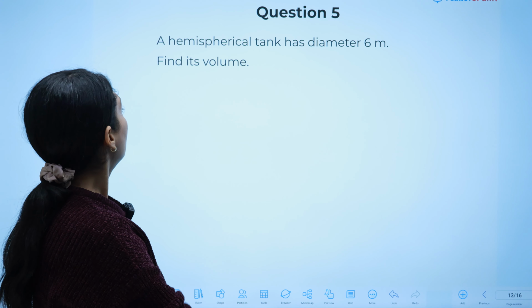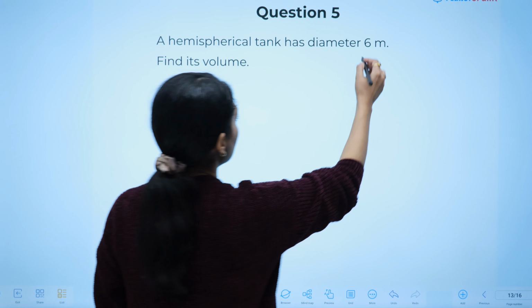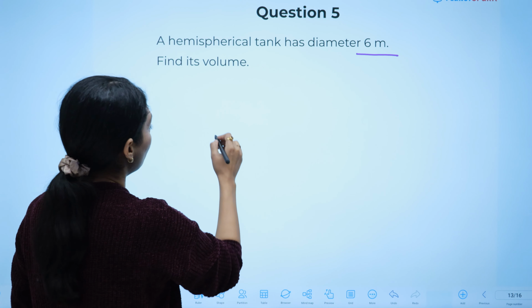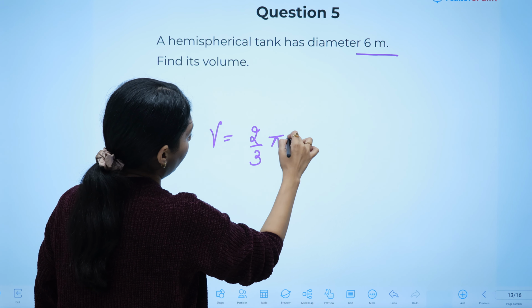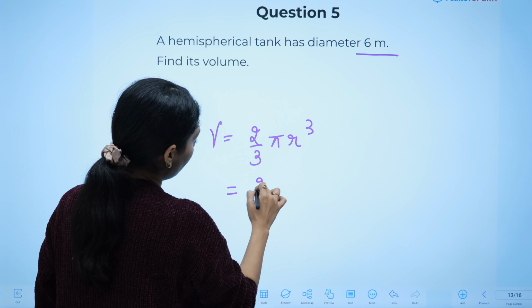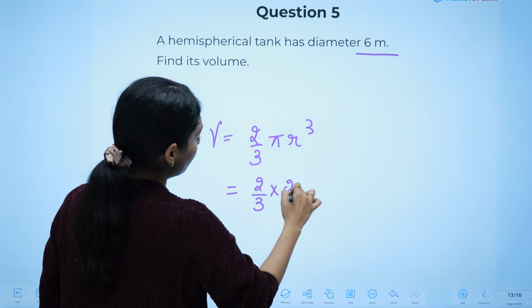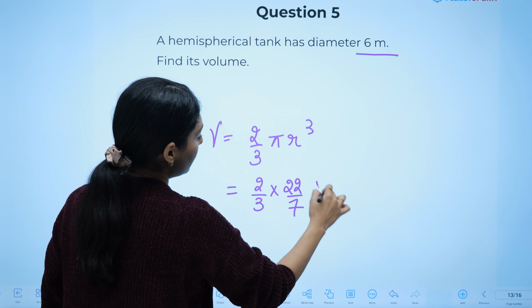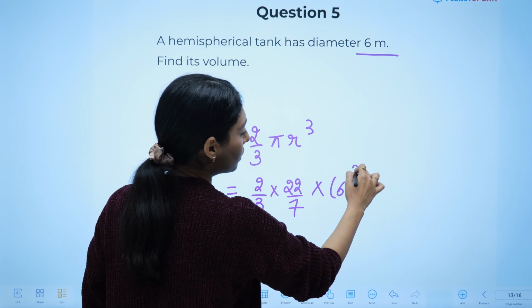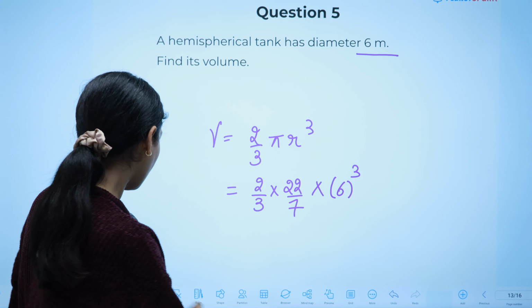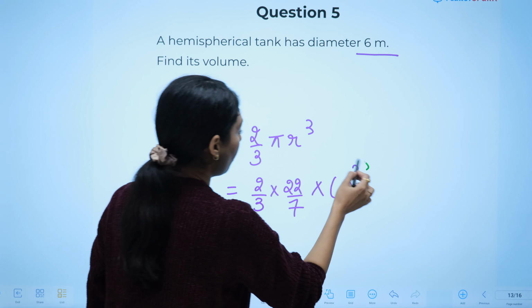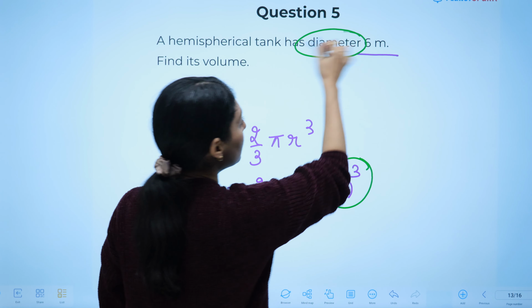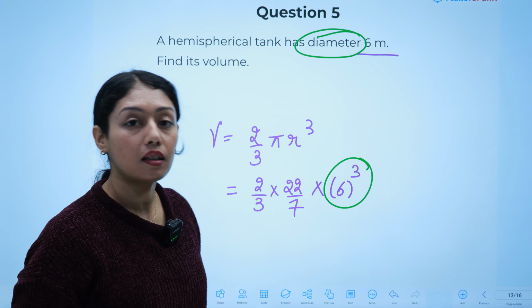Next question, everyone. A hemispherical tank has diameter 6 meter. Find its volume. Okay, what is the formula, everybody? Easy. 2 by 3 pi r cube. That is 2 by 3 into 22 by 7 into what? 6 cube. Is that so? Quickly tell me in the comments the mistake that is here, everybody. Yes. No, because this is not the radius. This is the diameter. So be very careful while reading the question.